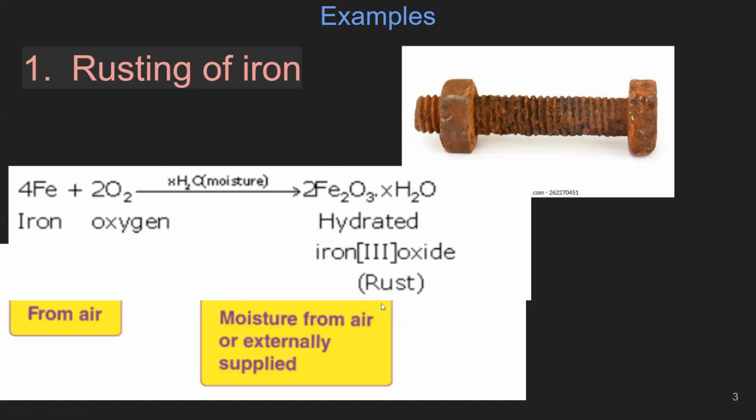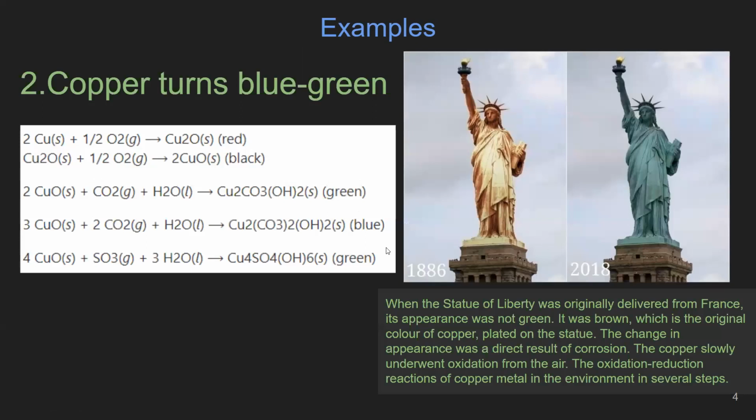This oxygen of course comes from air, and this moisture also comes from air or is externally supplied. Generally, this moisture comes from air. So if air is humid, that means it contains a lot of moisture, and oxygen is there in the air, then iron materials are more prone to rusting or corrosion. There is another example, that is copper turning blue-green. This is also an example of corrosion.